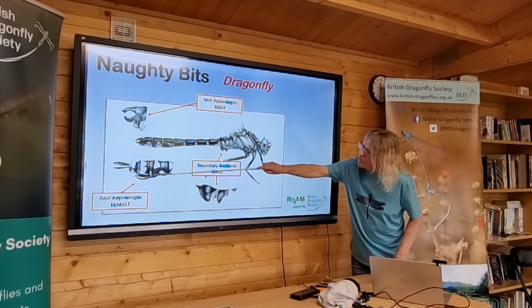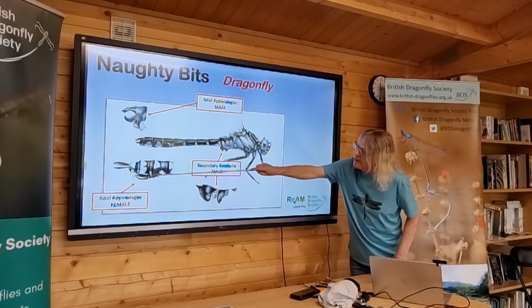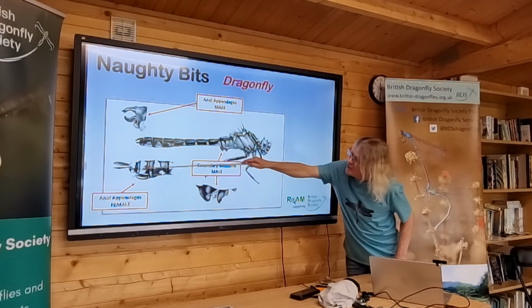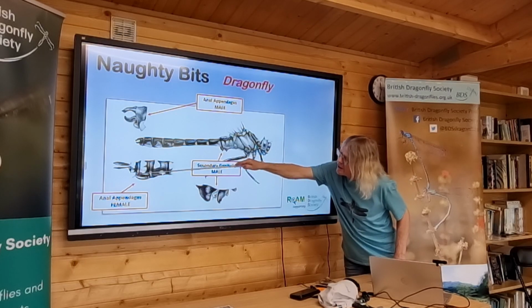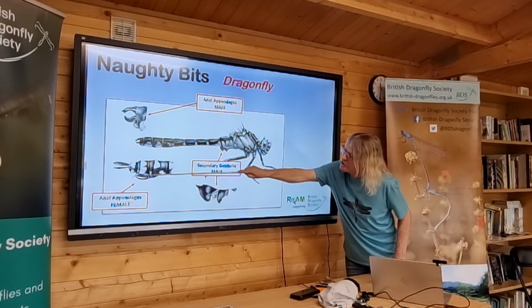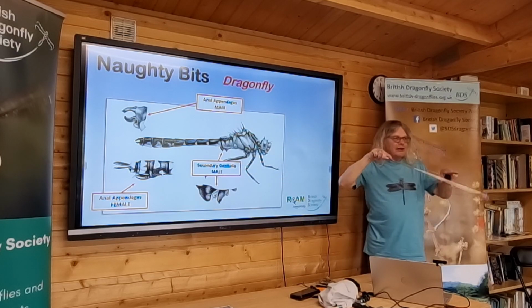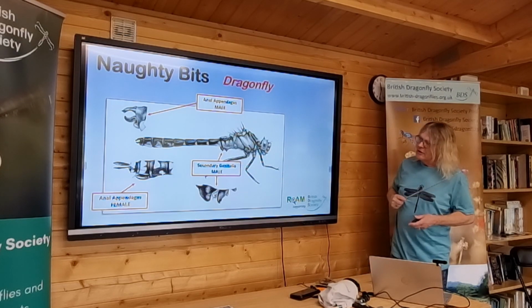Here again is a close-up of the female anal appendages. Here you can see the ovipositor. You can see this little stylus coming down. These serrations here, these serrated bits, are literally for cutting into the vegetation so that the eggs can be put into the vegetation.